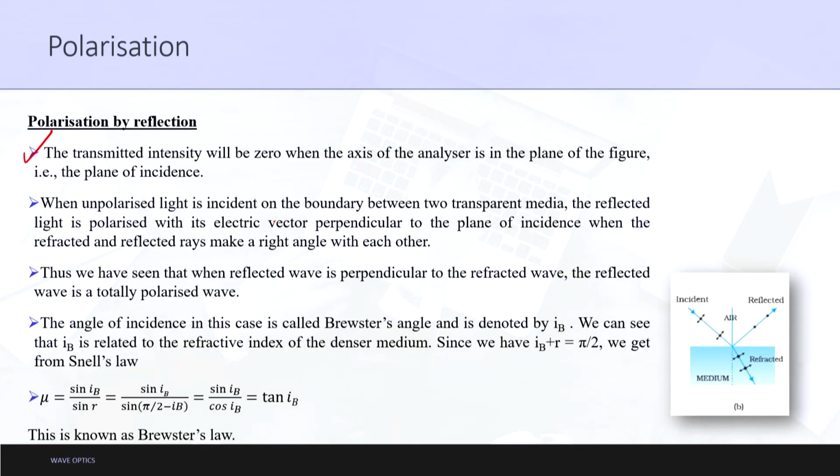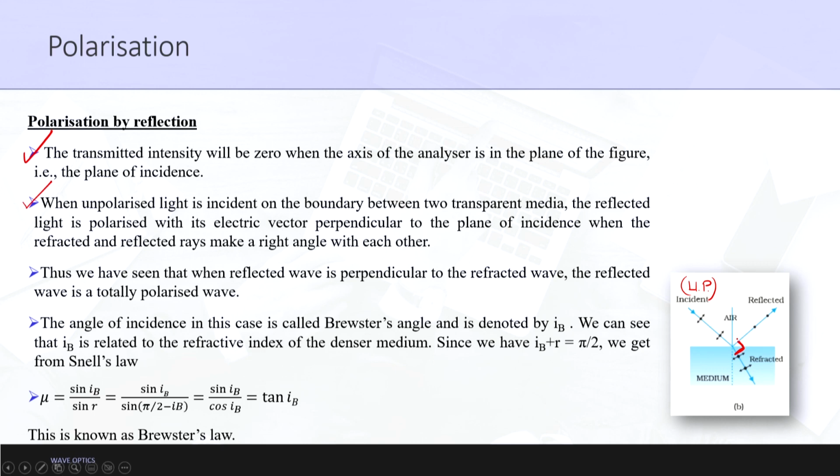Now, when unpolarized light is incident on the boundary between two transparent media, the reflected light is polarized with its electric vector perpendicular to the plane of incidence when the refracted and reflected waves make a right angle with each other. This is the explanation of what is happening in this figure. Let us suppose this is unpolarized light. Let me write the unpolarized light as UP. Then it is saying that polarization of the reflected light will occur as long as the angle between the reflected wave and the refracted wave is 90 degrees. This is the explanation in that line.